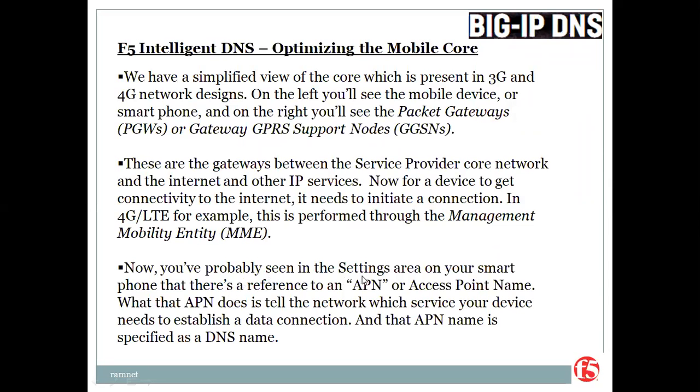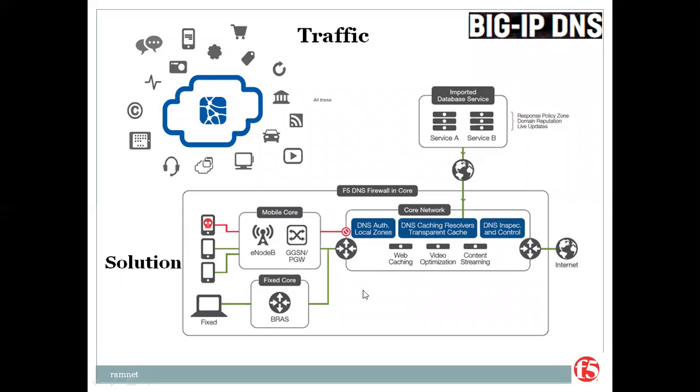Now you've probably seen settings like APN, access point name, which tells networks where to connect. So this is where we can install the DNS GTM, so that it forwards the proper queries to the servers, or properly forwards queries to the internet.